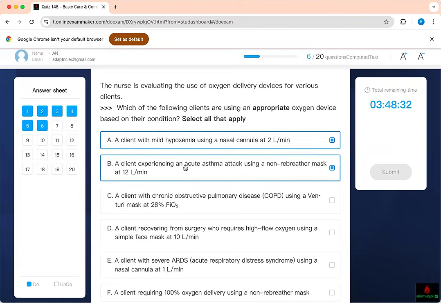This is good. A client with chronic COPD with the Venturi mask that can provide precise oxygen delivery. Venturi mask is good for COPD. You see what I'm doing? That's the way you should go about it.